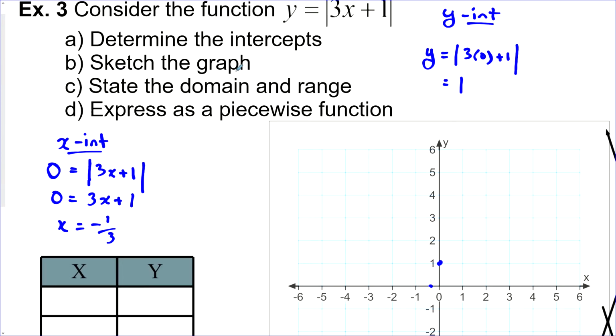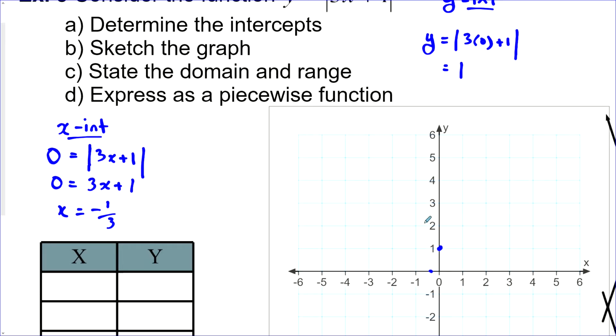Now we want to sketch the graph, so maybe we want another point on this graph, like if I put in 1 here, then I get 4. Or I can use the slope of this linear line. The slope is 3, so over 1 and up 3. If I go to the negative side here, how about negative 1 for my x value? Plug negative 1 into here, I get negative 3 plus 1 is negative 2. And I take the absolute value of negative 2 and I get positive 2. So there's another point on my graph.